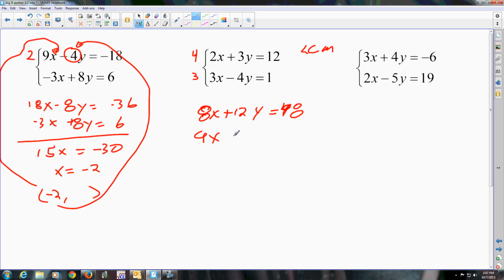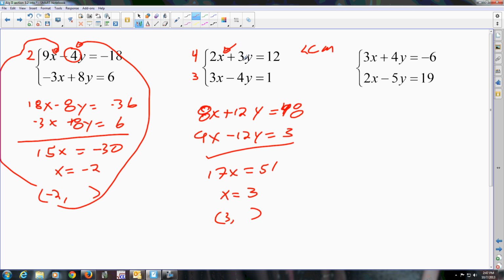9x minus 12y is equal to 3. So that's 17x. Those are gone, and that's equals 51. And when you divide that by 17, I believe you get 3. So x is 3. Go back, fill in your x value of 3.